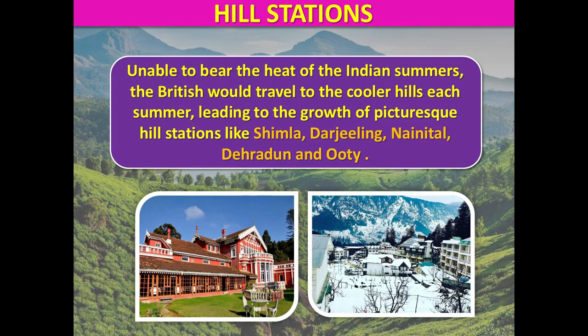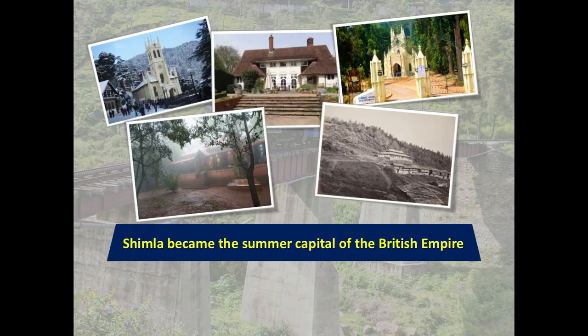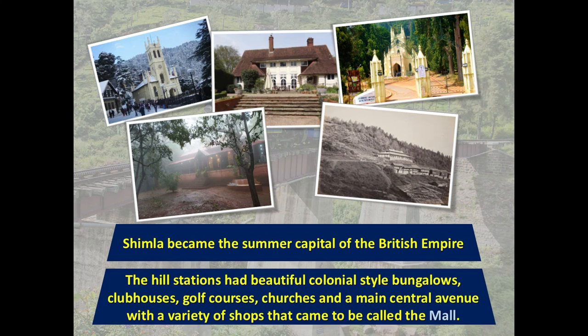Unable to bear the heat of the Indian summers, the British would travel to the cooler hills each summer, leading to the growth of picturesque hill stations like Shimla, Darjeeling, Nainital, Dehradun, and Ooty. Shimla became the summer capital of the British Empire, and the hill stations had beautiful colonial style bungalows, clubhouses, golf courses, churches, and a main central avenue with a variety of shops that came to be called the mall.